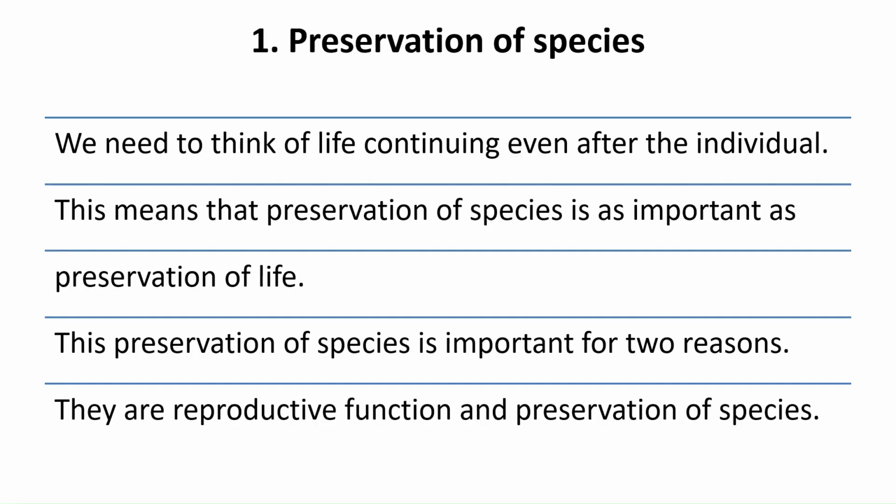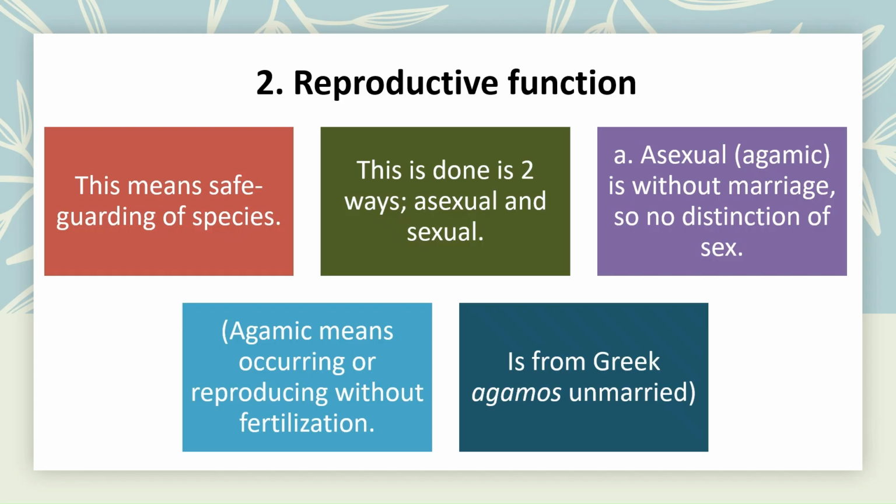Preservation of species. We need to think of life continuing even after the individual. This means that preservation of species is as important as preservation of life. This preservation of species is important for 2 reasons. They have a reproductive function and safeguarding of species. The reproductive function means preservation of species, and this is done in 2 ways, asexual and sexual.